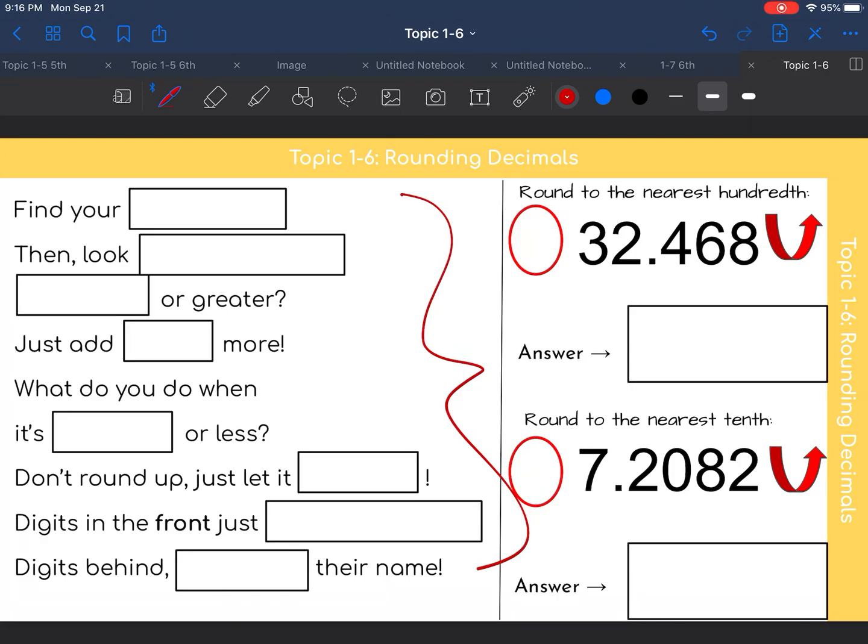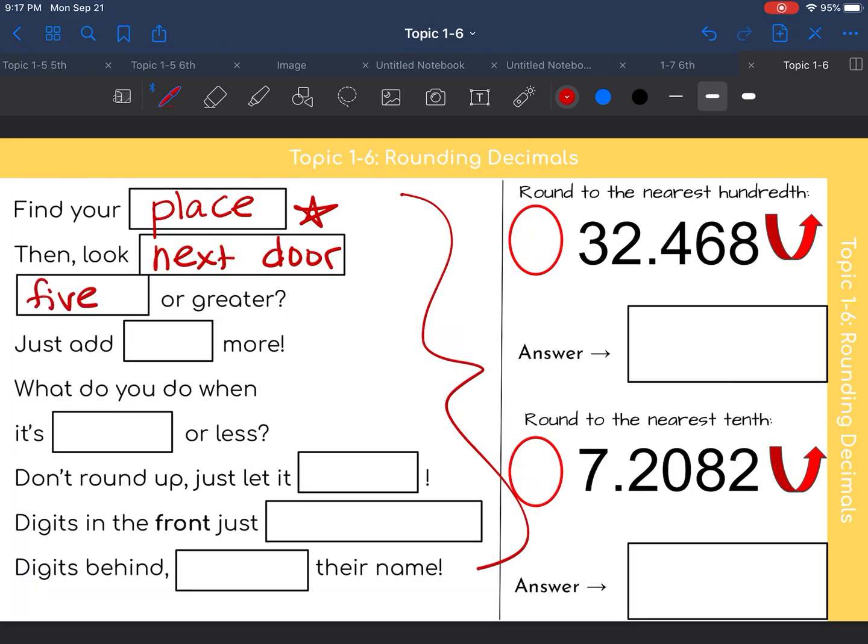So the first step in this little rhyme to help us remember how to round decimals is to find your place. So what I mean by that, when we are asked to round to the nearest 10th or round to the nearest 100th, your first step is to find your place. So find the 100th place in the decimal, find the 10th place in the decimal. And then you're going to look next door. All right? So you're going to look at the number to your right, and that's going to tell you what to do. Okay, so find your place, then look next door.